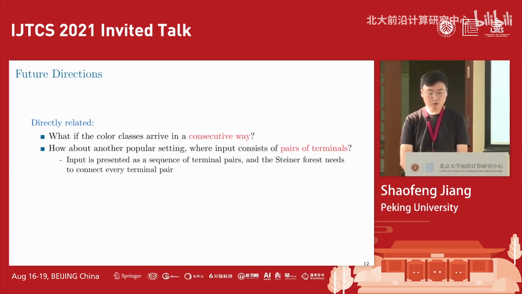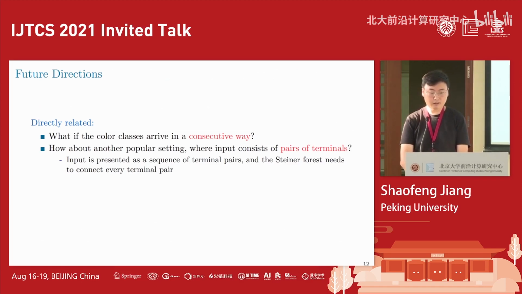First, in our work we assume that the data points are presented in an arbitrary order. But what if the color classes arrive in a consecutive way? Can it help us? Can it give us maybe better dependence, or even independence of k?